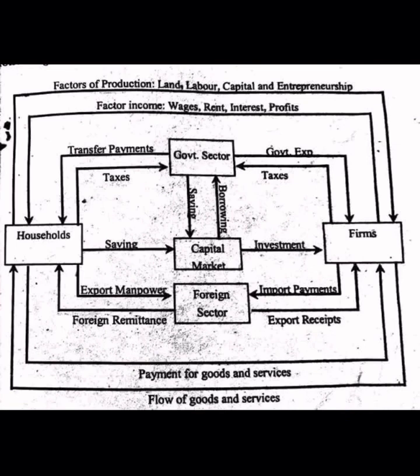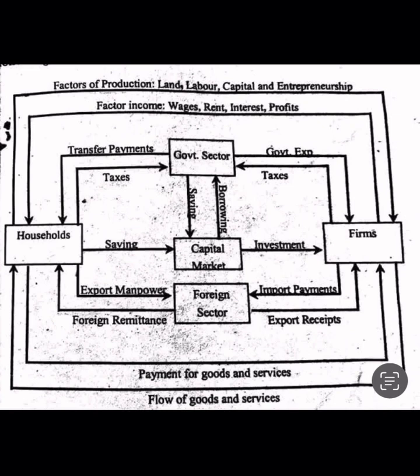We can say that a circular flow is a model that describes how money, goods, and services move throughout the society. So the circular flow has a maximum of 5 sectors. Your sectors are your individuals, me and you, also known as your households. We have your businesses, also known as your firms. We have the government. We have the foreign sector. Then we have the financial sector, which we can also call the capital market.